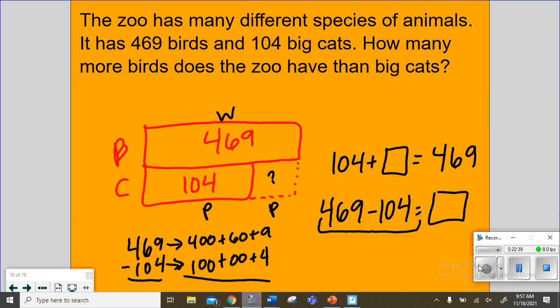So just to recap, we figured out that we needed that missing number. Michael gave us an add to subtract. We had that 104 plus something to get to 469. Devin gave us our subtraction problem, which is our whole 469 minus 104. Now we're practicing expanded form.